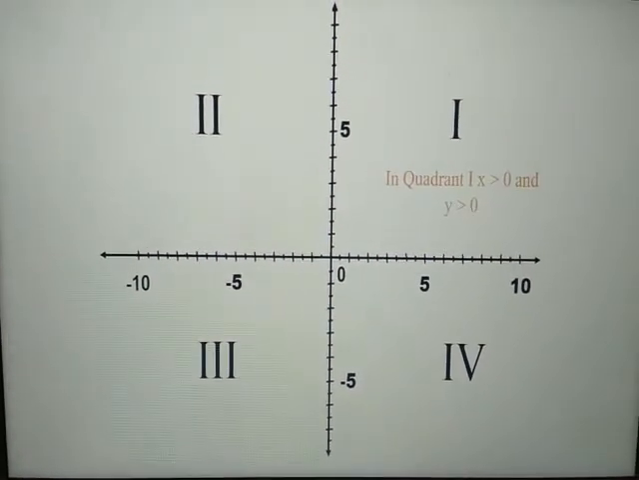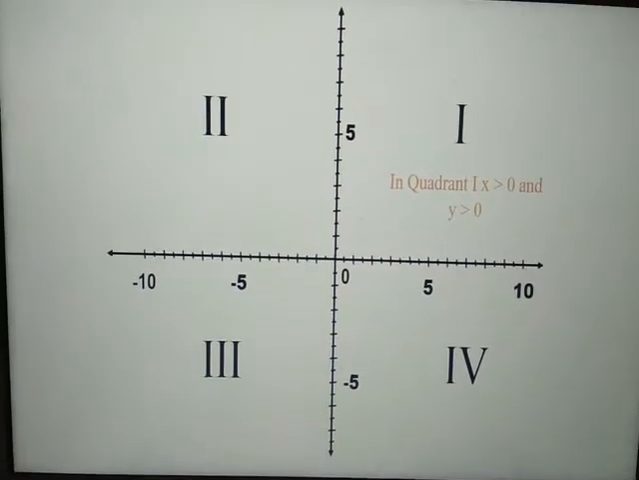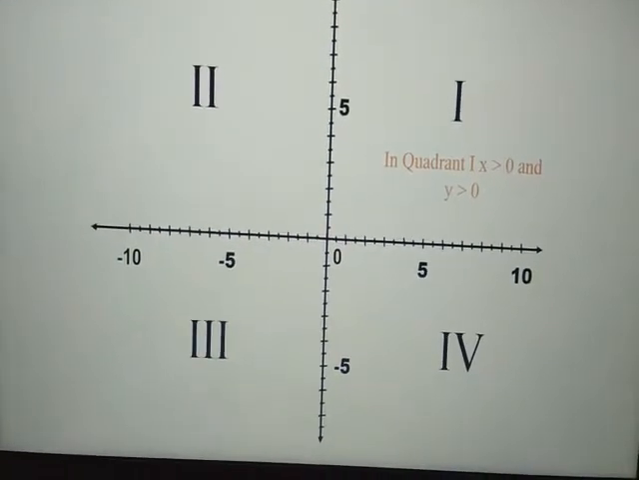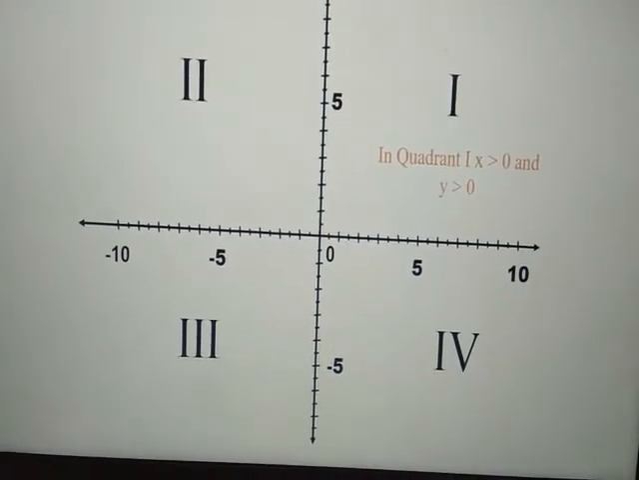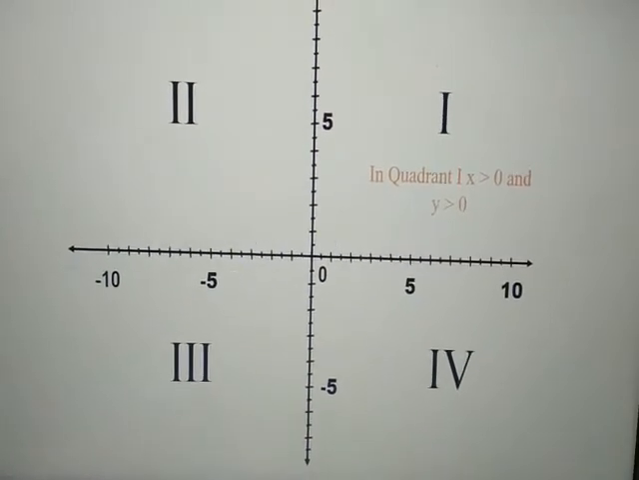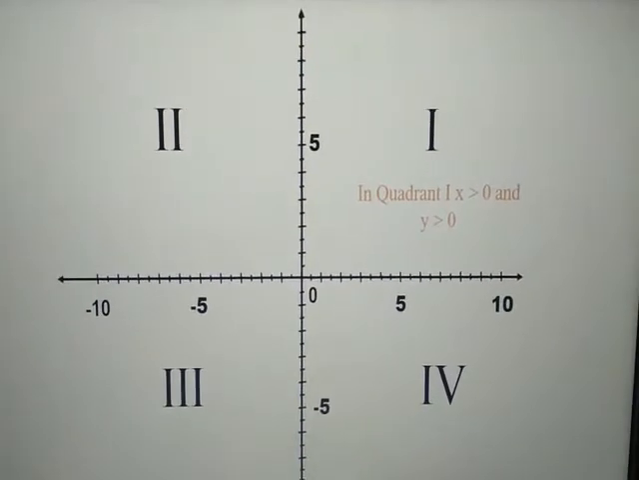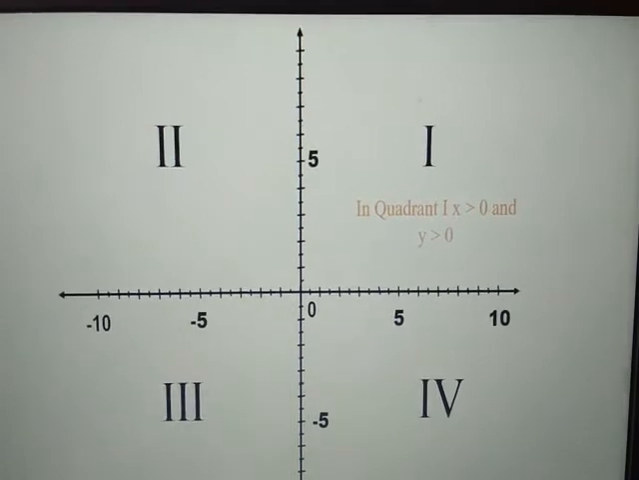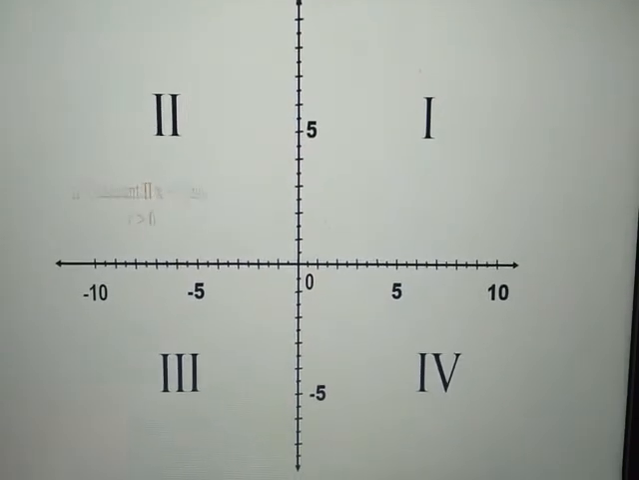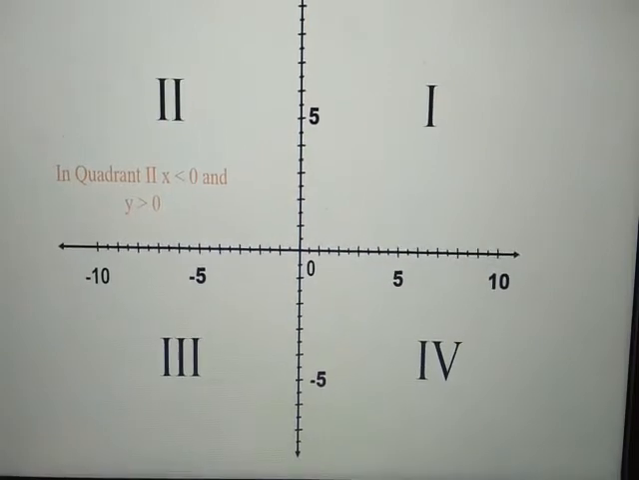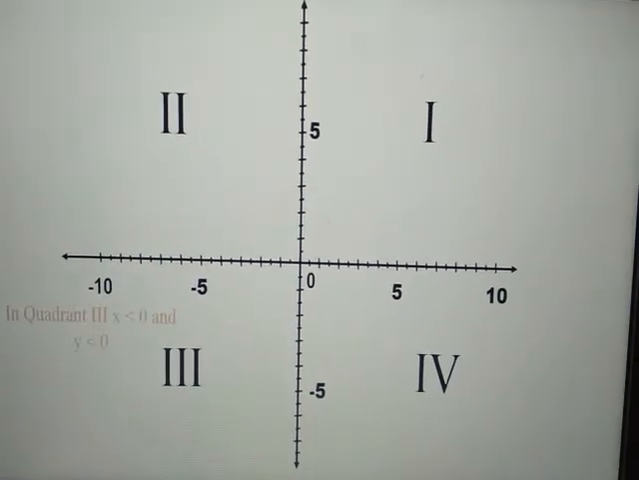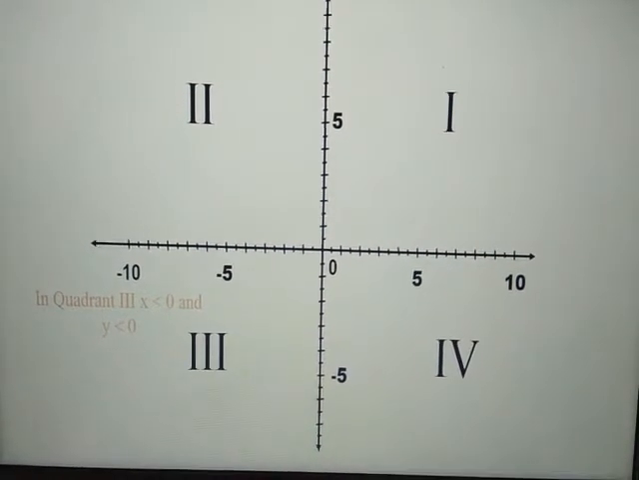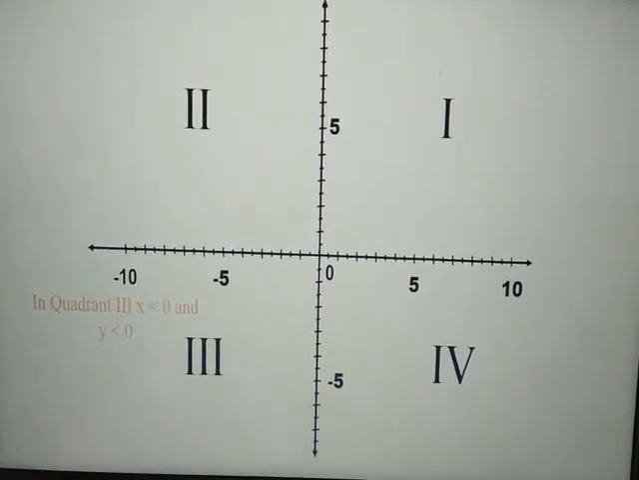In the first quadrant, both the x-axis number line and the y-axis number line, that means the points taken on the x-axis and the points taken on the y-axis, are greater than 0. And if we come to the second quadrant, on the x-axis the numbers are negative, and on the y-axis the numbers are positive. That is, x is less than 0 and y is greater than 0. And in the third quadrant, x is negative and y is also negative. That is, x is less than 0 and y is also less than 0.